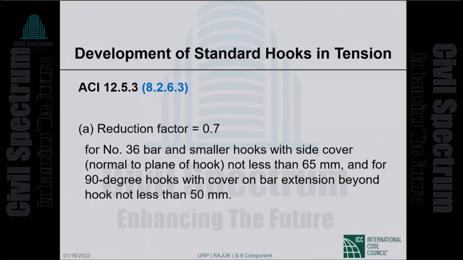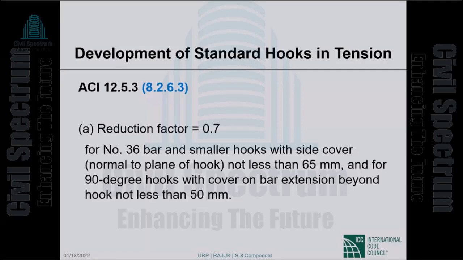So there can be a reduction factor of 0.7 on hooked bar development length. If you have number 36 bar and smaller hooks, so the hooked bars on number 36 are smaller in diameter, with side cover which is normal to plane of hook. Side, I think all of us understand, not less than 65 millimeters, 2.5 inches.